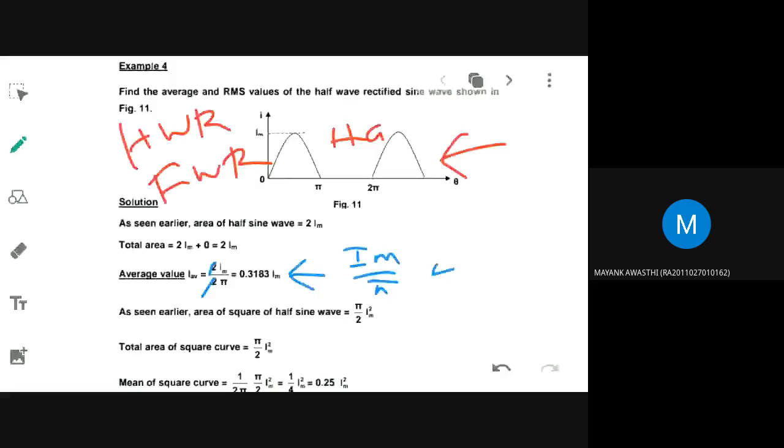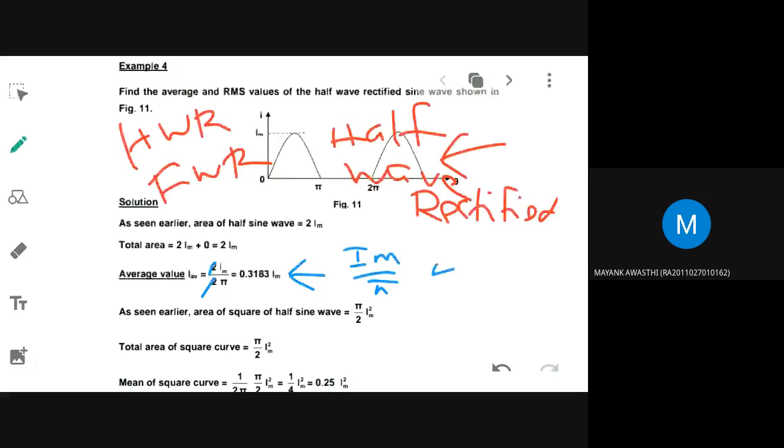Okay. Sometimes in the question they will not give you the type of waveform. They will simply ask you to determine the values for a half wave rectified waveform. That time you have to draw this waveform and then proceed. Okay. Understood? Yes, ma'am.